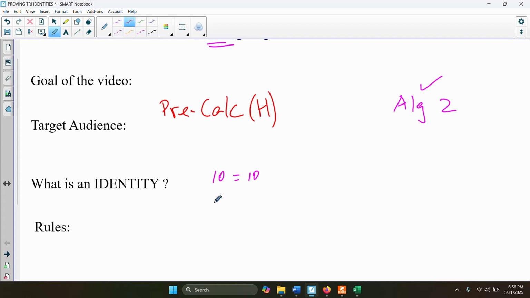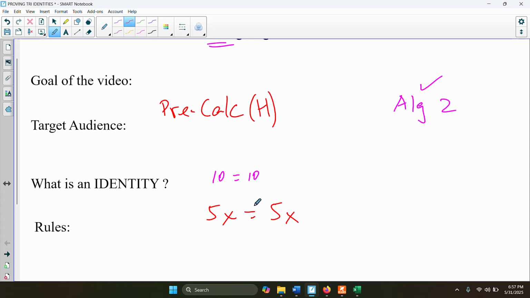Another identity: what about 5x equals 5x? Again, that's always true, and now we have a variable in here, but it's always true as well, because no matter what value of x you put in, both sides will be the same thing. So this is kind of a trivial thing.